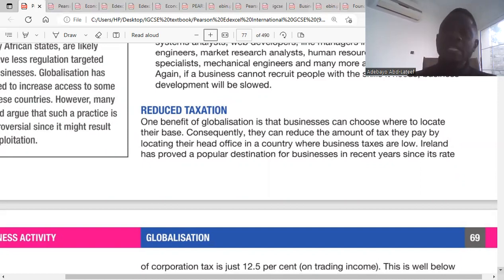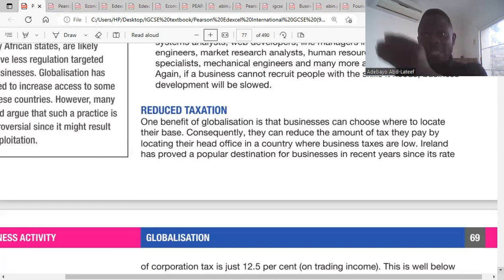But without globalization, you might not be able to have access to other countries. Globalization makes it easy for you as a business, as a firm, to look around and go to a country that has a low tax rate. That means you can set your head office in a country with a lower tax rate, unlike staying in a country that has high tax rates. Is it clear?